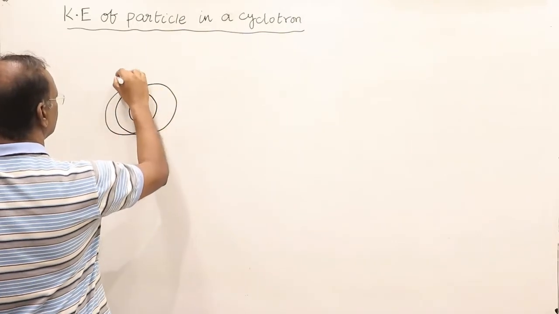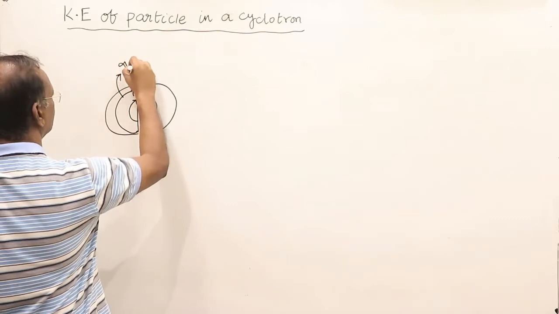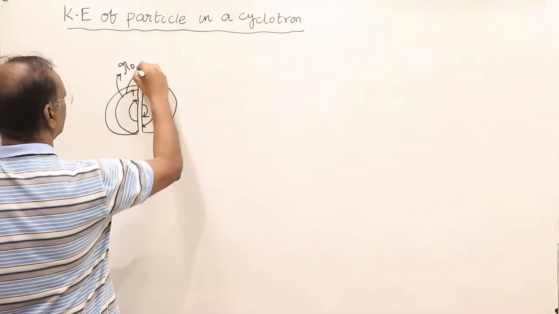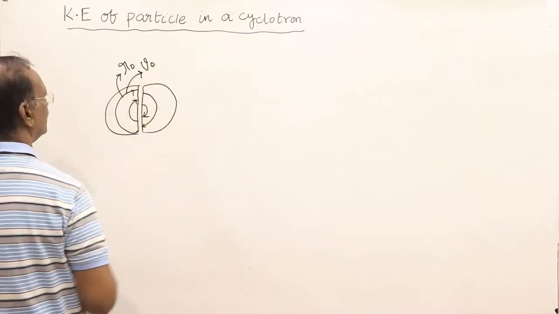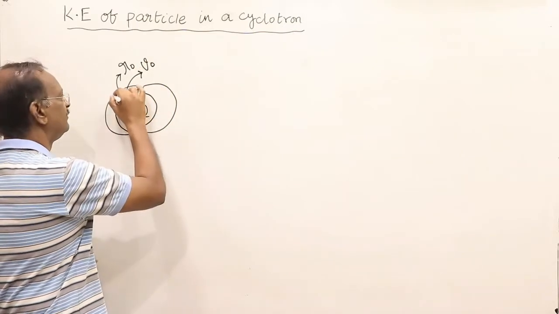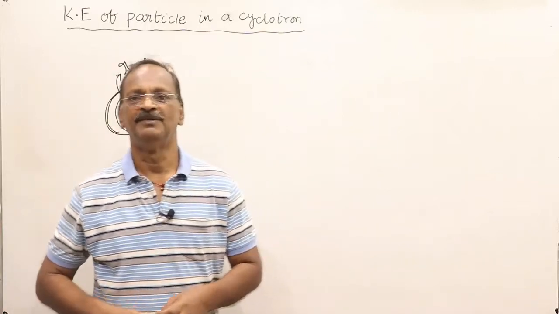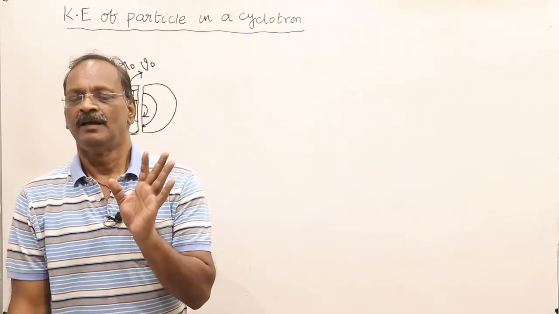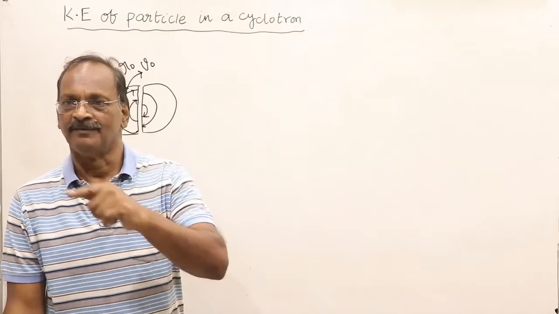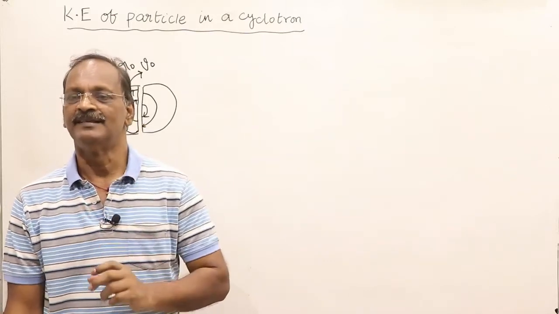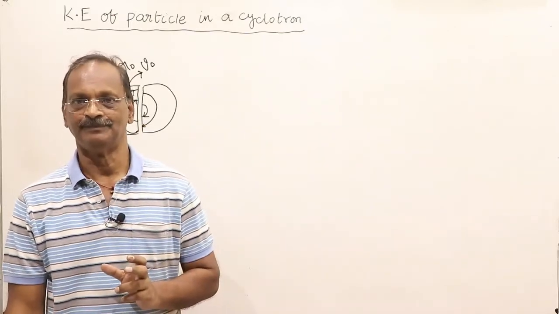maximum radius. So we call it the maximum radius, and the corresponding maximum velocity is at the periphery of the D. At the periphery of the D, the particle will have the maximum radius and maximum velocity.